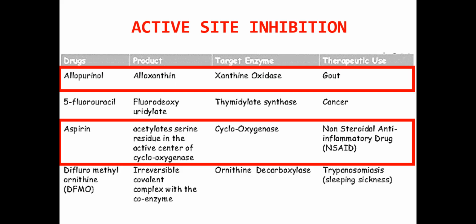The two good examples are allopurinol and aspirin. Allopurinol is mainly used in gout, and the targeted enzyme is xanthine oxidase. It irreversibly inhibits the active site. Whereas aspirin is also an irreversible inhibitor, which is used as a non-steroidal anti-inflammatory drug for pain or some inflammatory conditions, and the targeted enzyme is cyclooxygenase.